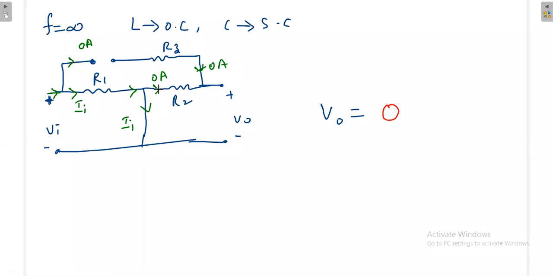Then what is the voltage drop here? 0. 0 ampere multiplied with R2 is 0. Then you apply the KVL in this loop, then definitely V output is equal to 0. So that means it is allowing the low frequency, but not the high frequency. So this is a low pass filter. Okay, so next we'll take another question.